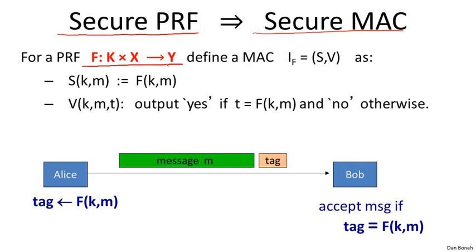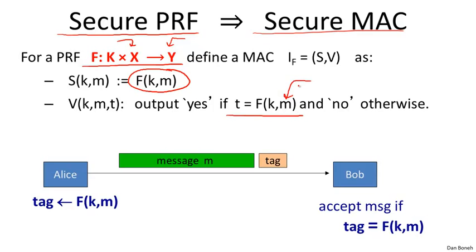So suppose we have a pseudo-random function. The pseudo-random function takes inputs in X and outputs in Y. And let's define the following MAC. The way we sign a message M is basically by simply evaluating the function at the point M. So the tag for the message M is simply the value of the function at the point M. And then the way we verify a message tag pair is by recomputing the value of the function at the message M and checking whether that's equal to the tag that was given to us. We say yes if so, and we reject otherwise.